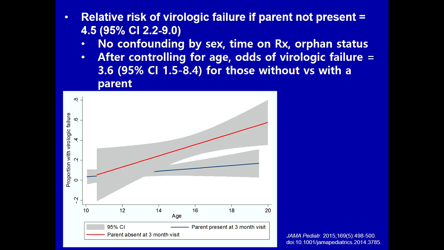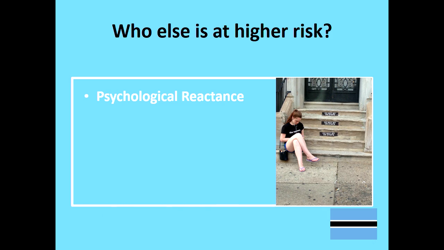And what surprised us was that it was not the younger kids who were coming alone who were at the highest risk. It was actually the oldest adolescents who were coming alone who had the highest risk. And you can see that those, if you look at the red line there, those who are close to 20 years of age had about a 60% risk of failure if they were coming without a caregiver. And if we have time, I can discuss some of the qualitative data to explain why we think that is.